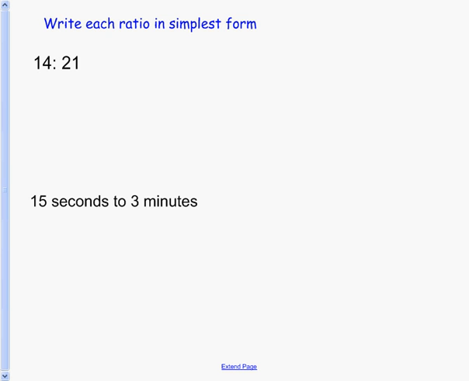Next, we're on to writing each ratio in simplest form. We're first going to write 14 over 21 as a ratio. I see that they're both divisible by 7, so we divide both the top and bottom by 7 to get 2/3, which is our simplest form.